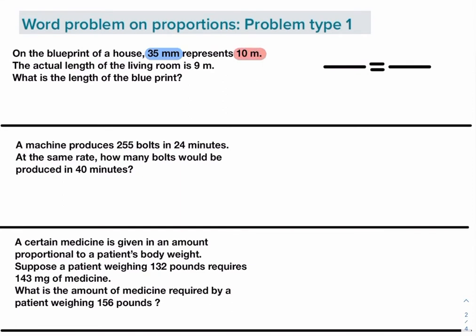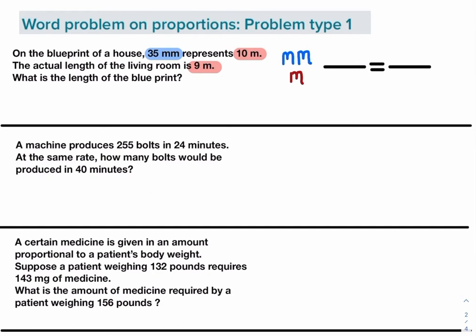So we're comparing millimeters and meters. The actual length of the living room is 9 meters. What is the length of the blueprint? I'm always going to write what I'm comparing off to the side of the fractions. So in this case, millimeters and meters.